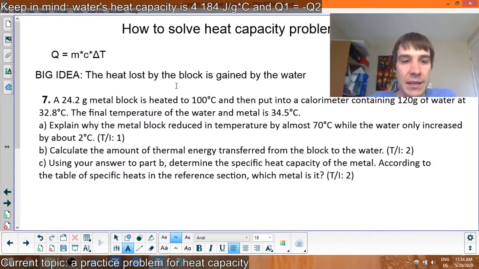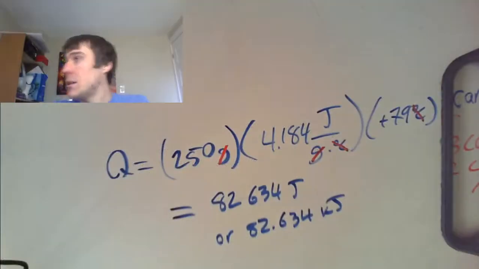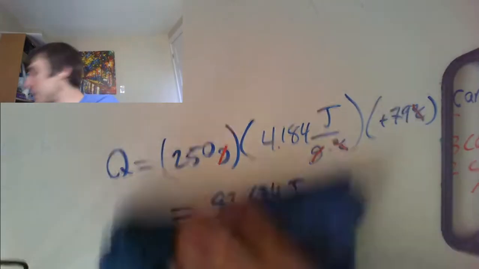So the block went from 100 to 34.5, so like 70 degrees Celsius. The water went from 32.8 to 34.5. And the first question is, why did the metal block reduce by almost 70 degrees? The water only increased by about 2 degrees. That's a way to get you guys to think about what's actually happening here. We're going to jump over here, and I'm going to erase this, and we are going to diagram what's going on.